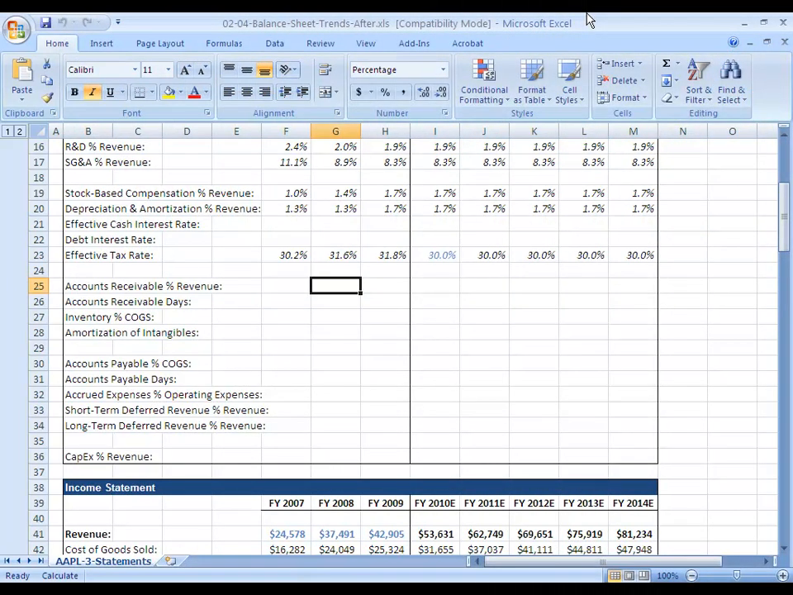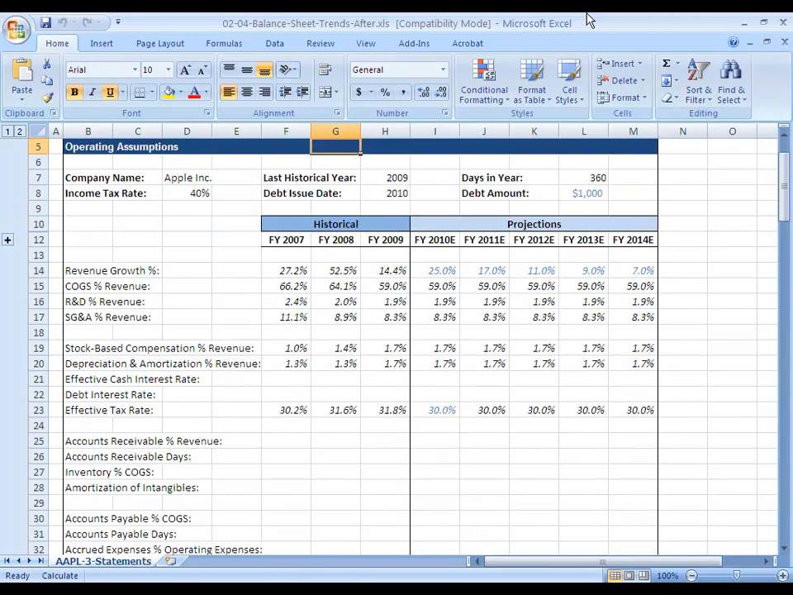In this lesson, we're going to continue with our three-statement projection model for Apple, and we're going to go into the next step of the process, which is looking at some of the historical numbers on Apple's balance sheet, and then using those to figure out what their balance sheet will look like over the next 5 years from 2010 through 2014.